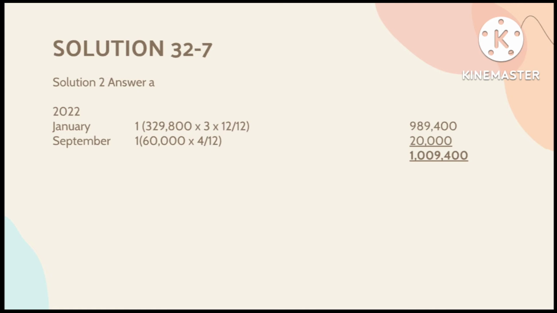And noong September naman po ay nagbenta po ang company ng 60,000 shares. So, 60,000 po, multiply po lang natin sa 4 over 12, the number of months from September to December, is 20,000 shares. So, i-add lang po natin. The answer is 1,009,400. Clear po ba tayo, Angelica?